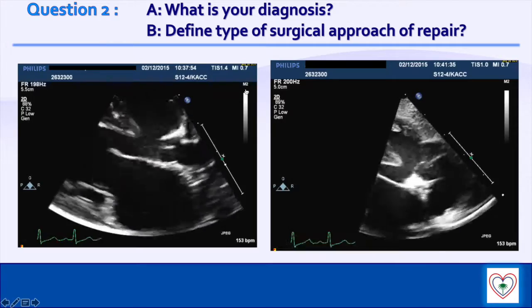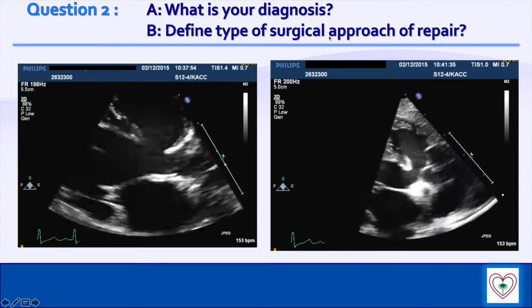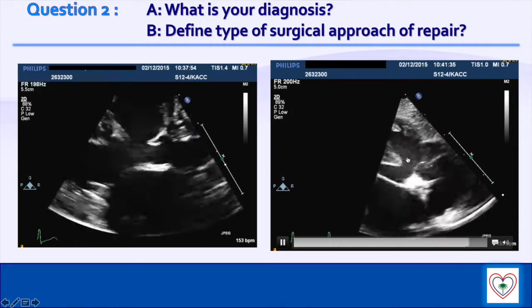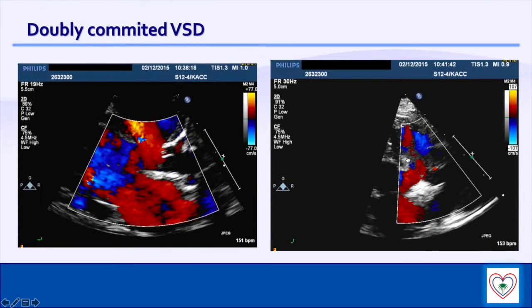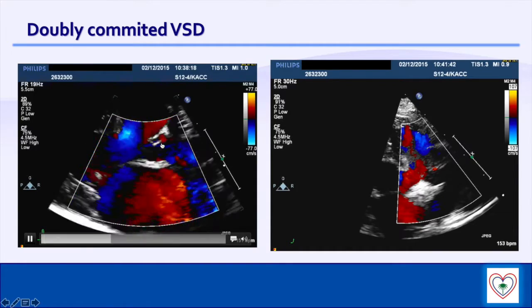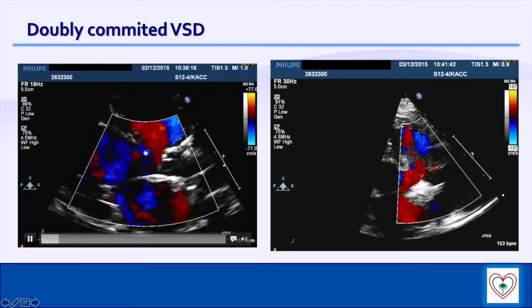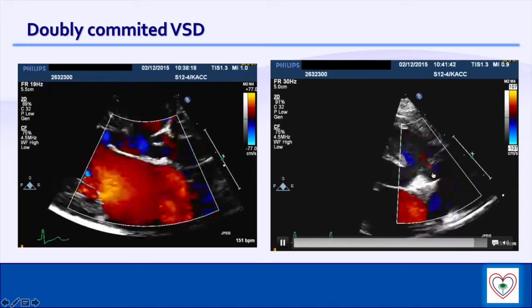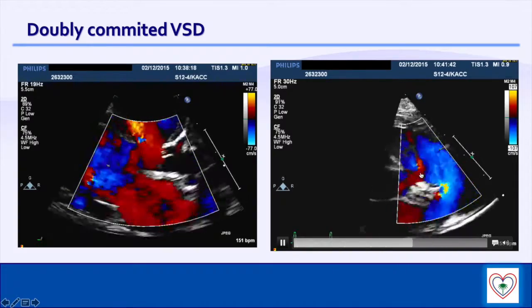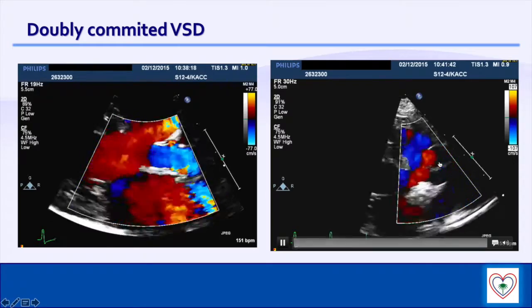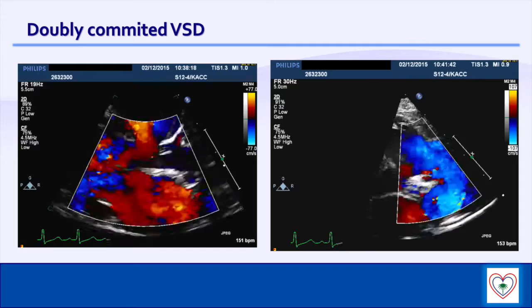The second part of the question, define the surgical approach of repair. So how does the surgeon repair this ventricular septal defect? Here, this is the doubly committed VSD with color. You can see there is a left to right shunt, and this is unrestricted flow between the left ventricle and the right ventricle. And here it's very nice, showing also the VSD in relation to the pulmonary valve. So this is a subpulmonary or doubly committed ventricular septal defect.